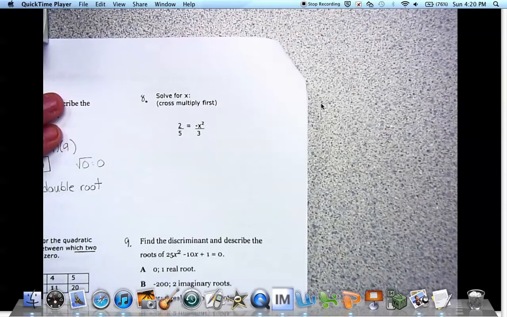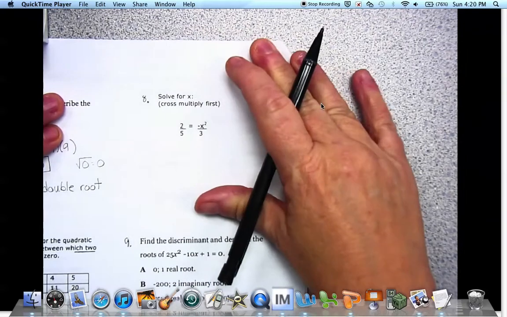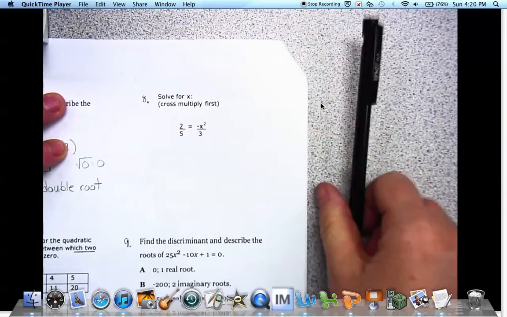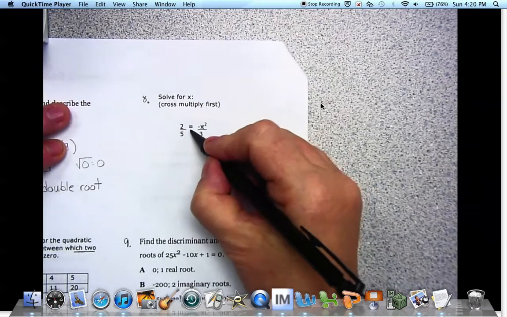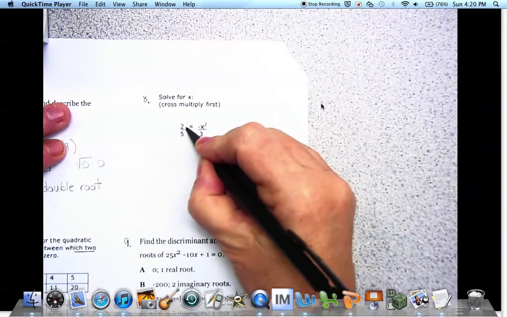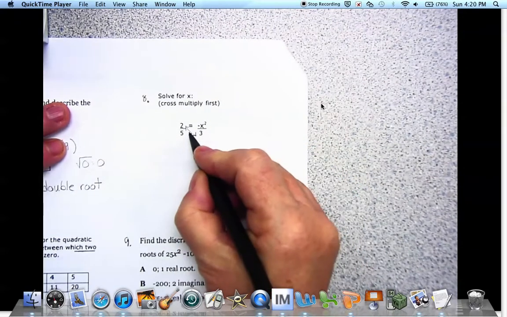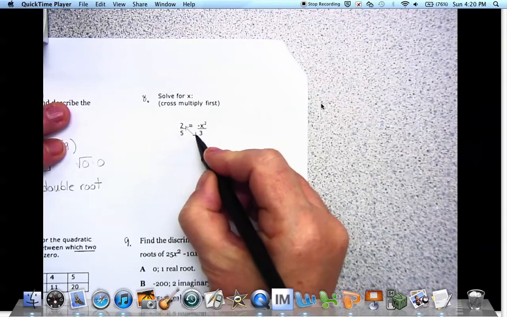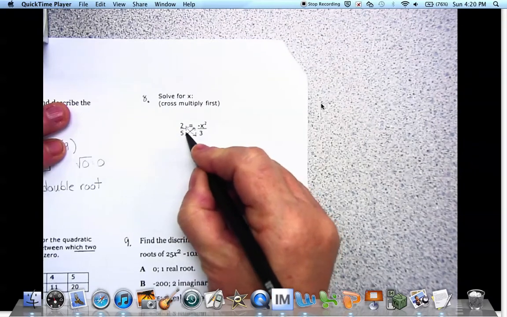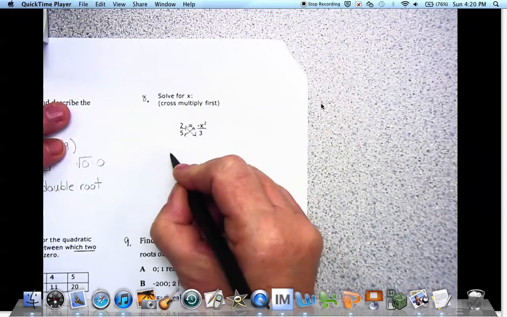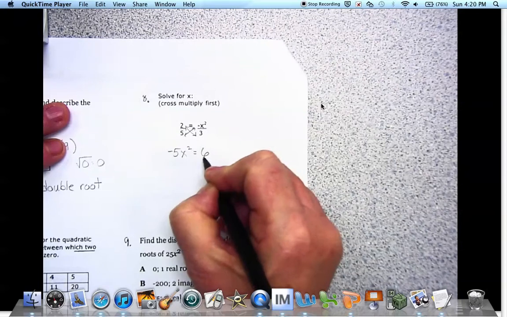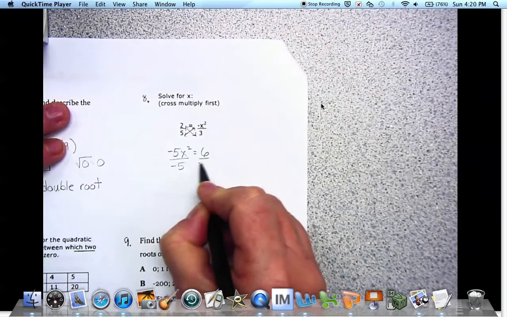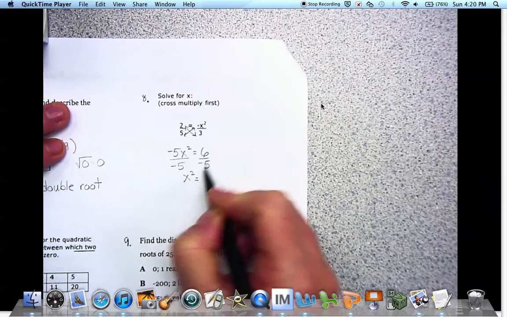Okay, number 8. This is something you haven't really seen before, but it's not that difficult. We're going to solve for x. We're going to cross multiply. Cross multiply means you do 2 times 3 and 5 times negative x squared. Let's do 5 times negative x squared first. That would be negative 5x squared equals 2 times 3, which is 6. Divide by negative 5.